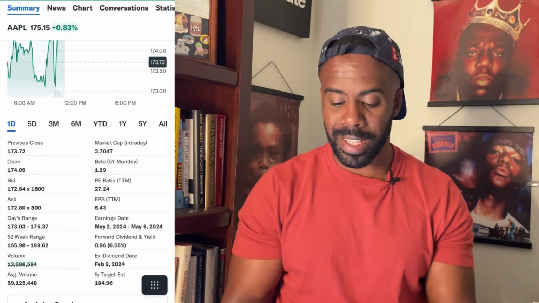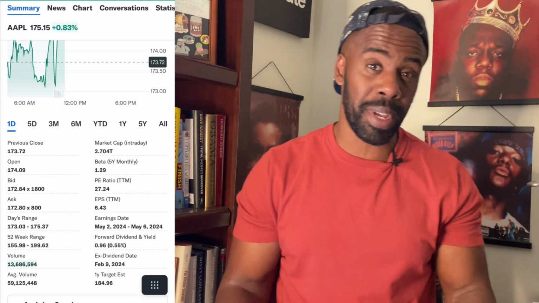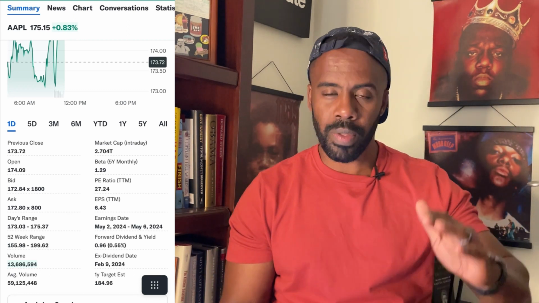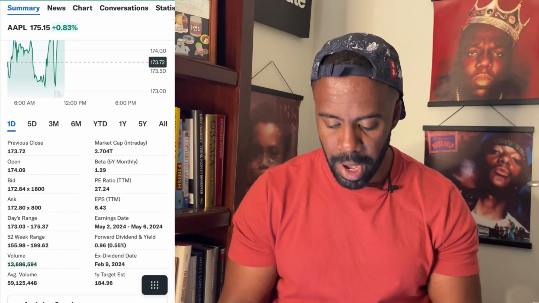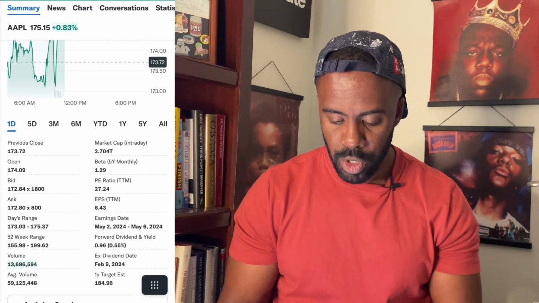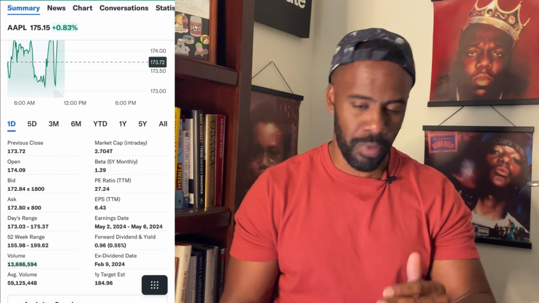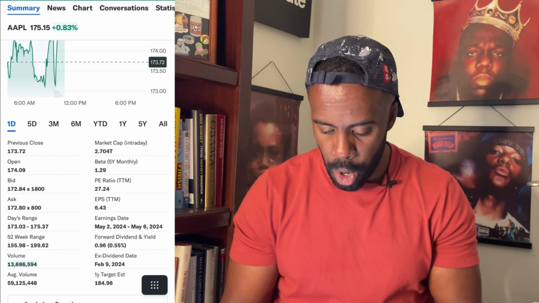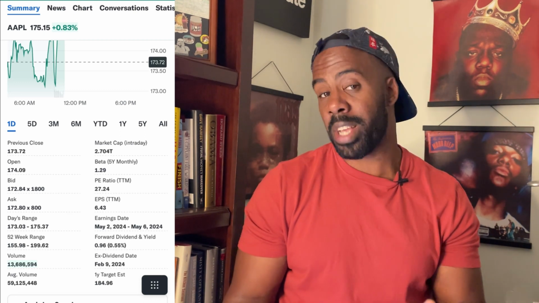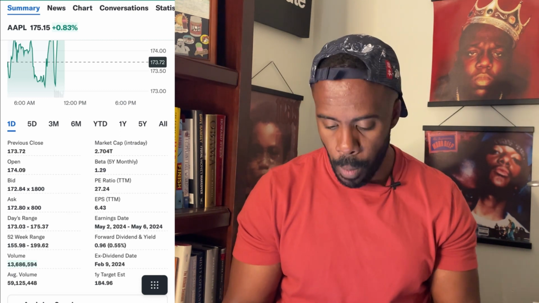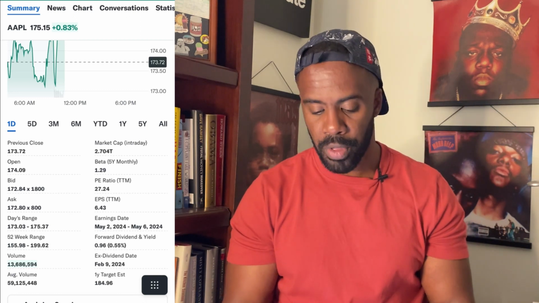The next thing is the day's range. The day's range is important because this is letting you know the fluctuation of the price throughout the day. In this case, it went from $173.03. So that means the opening was 174.09, which means it dropped quite a bit from the opening. And then it went all the way as high as 175.37, which means the price actually went higher than the opening is.